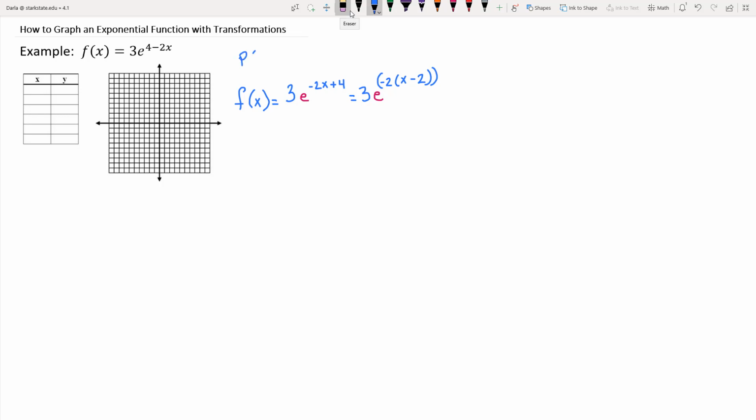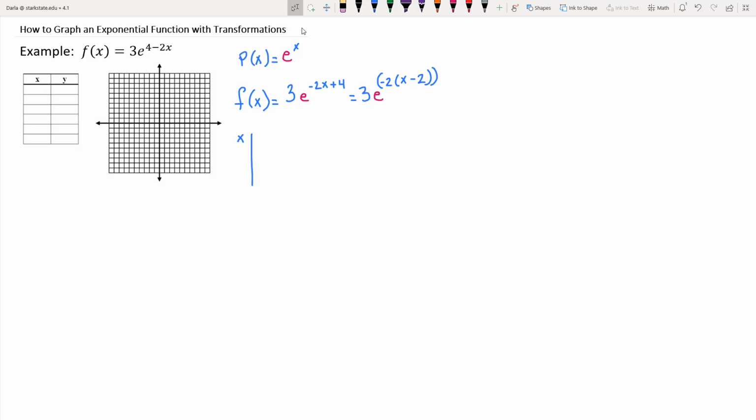So who's my parent function? Well, my parent function is just my base raised to the x power. So in this case, my base is e raised to the x. So that's who I'm transforming every day. Think of this as I'm starting with that parent function e to the x, and then I'm going from there taking care of every transformation that f of x has, and I'm going to use that to be able to graph point by point.